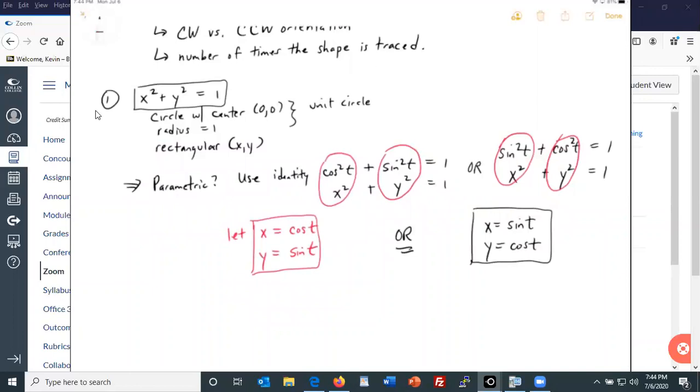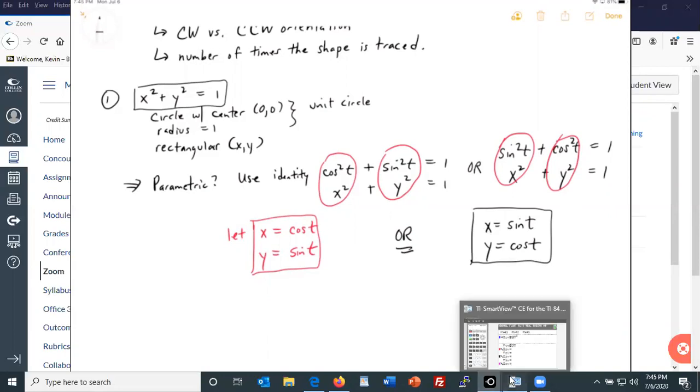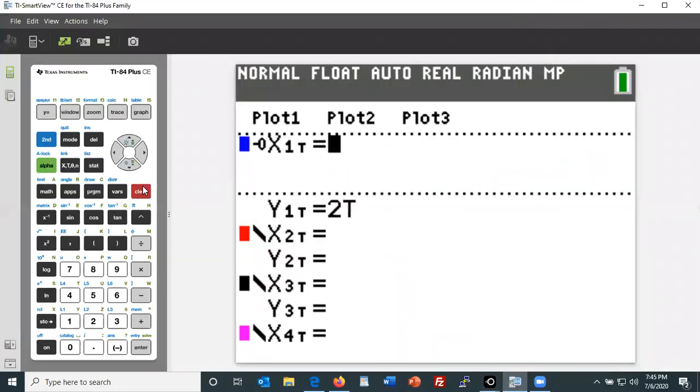But now we're going to learn that when x is cosine and y is sine, or when it's the other way around, like in the second box here, there's one small difference between these two solutions here. All right, there is one small difference. So let's take a look at that first to see what that difference is. So let's go to the calculator and let's just plot these.